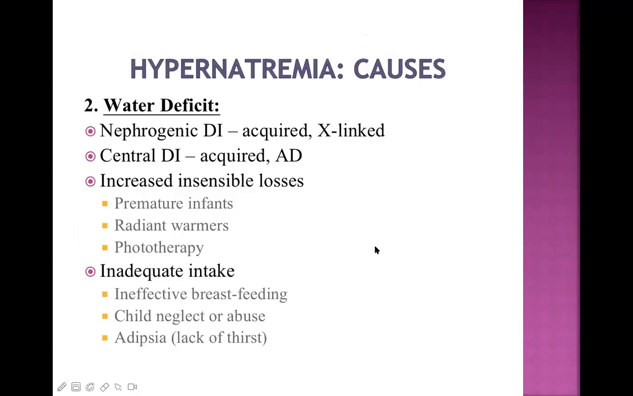What are the other causes of hypernatremia? Let's deal with it. The second important heading is water deficit. Now this is a relative type of thing. If more water is lost than the sodium, then there is relative over concentration of sodium in the plasma. This is called hypernatremia. And the common causes are nephrogenic diabetes insipidus and central diabetes insipidus.